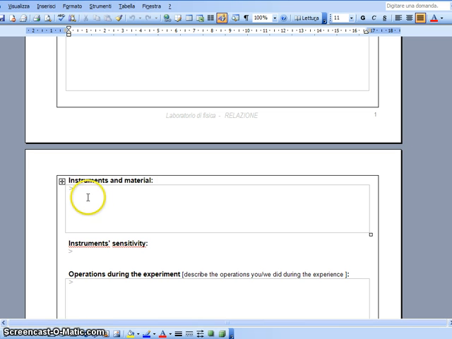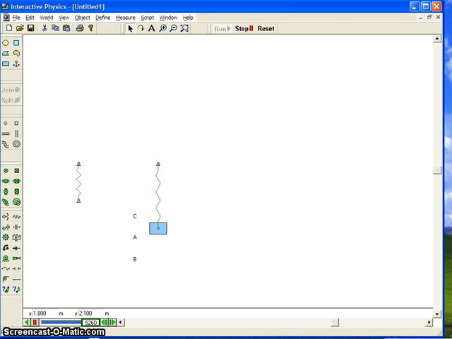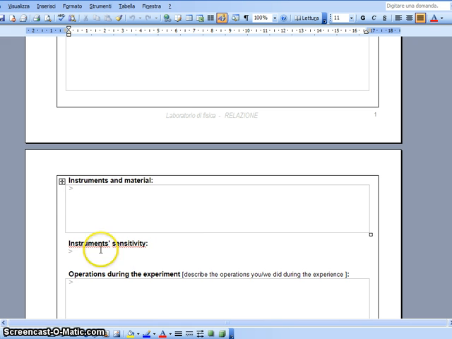In the third part, you can speak about the instruments. We used a chronometer, a meter, and a scale, in Italian bilancia, to measure the mass of the object. You also have to write the sensitivity of our instruments.